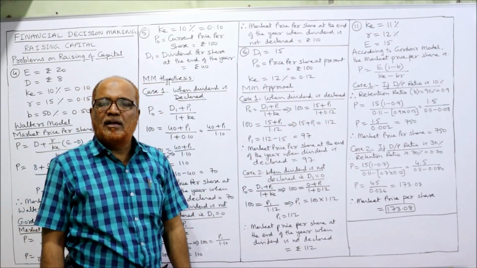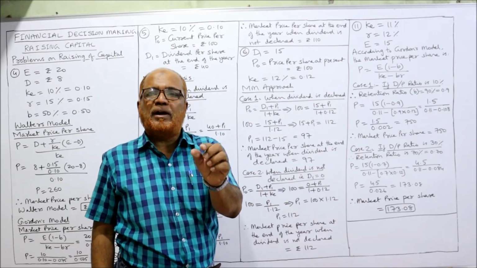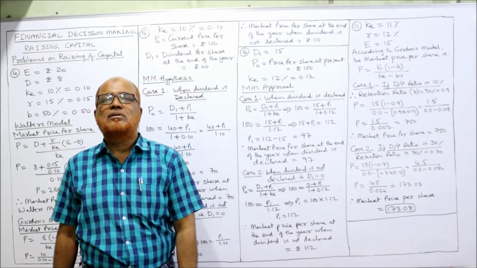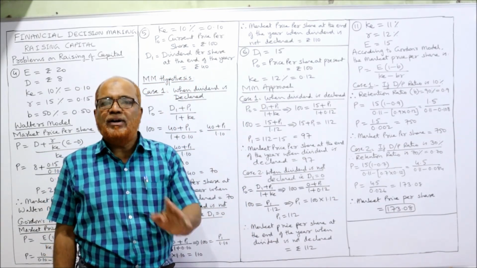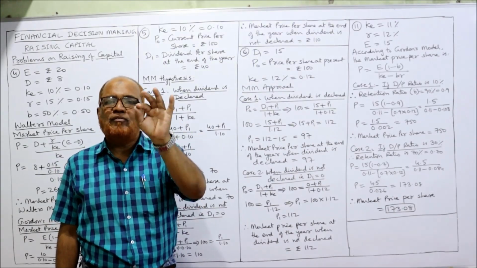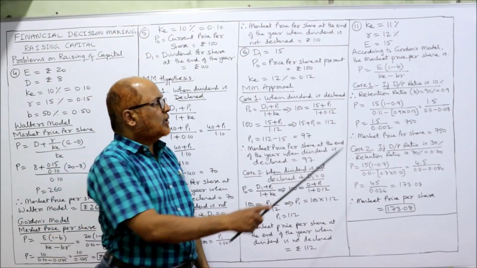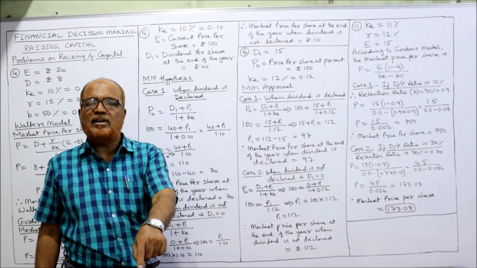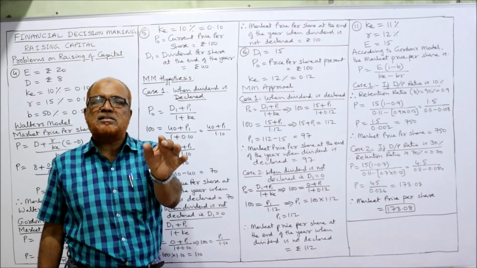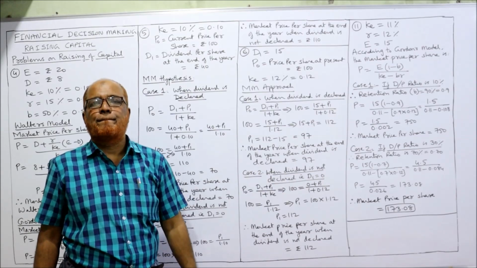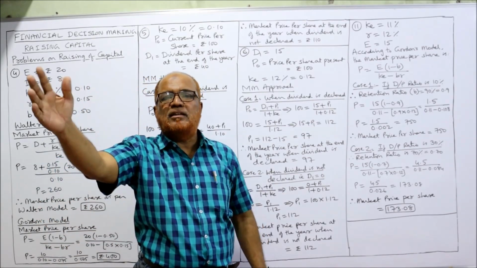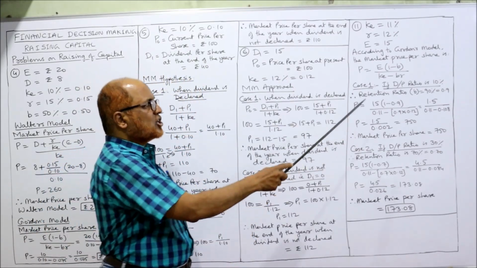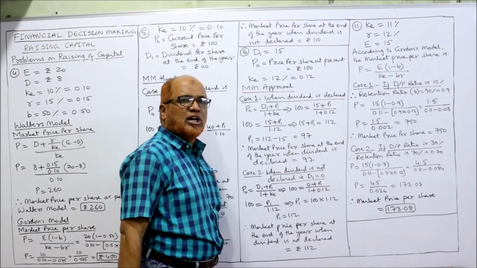Now, 2 cases are there. The first case is when the dividend payout ratio is 10%. That's what is given in the problem. But for Gordon's model, we don't require the DP ratio. We want the retention ratio. So here, case 1, the DP ratio is 10%. DP ratio 10% means 90% is the retention. 10% the company is paying as dividend, 90% the company is retaining. The retention ratio B is equal to 90%, 0.9.